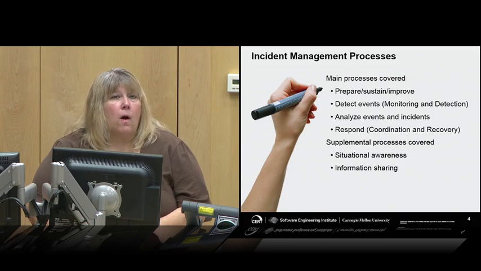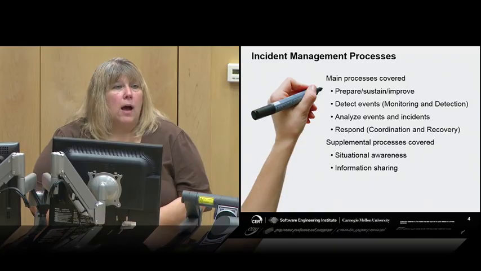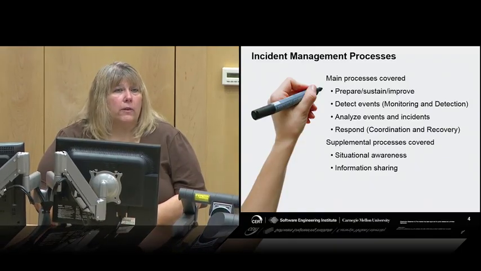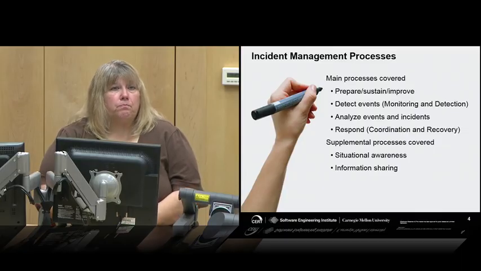The main processes also include detect events, which is part of the monitoring and detection functions. So monitoring not only your network, but what's happening in your organization, within your constituency, within the general public or news, to determine if there are any new or ongoing threats or incidents or suspicious events. And then detecting anything anomalous in your own operations and your own infrastructure.